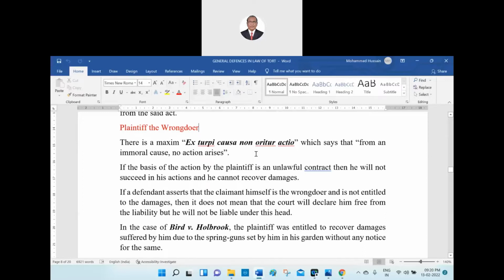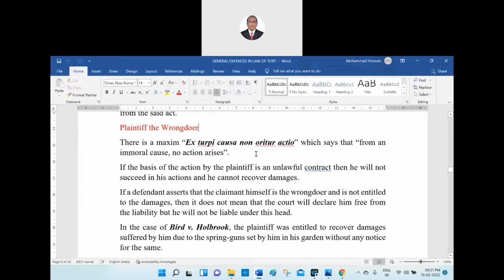So here, if you write ex turpi causa non oritur actio, then the examiner will be inflated and you feel more happy because you know the maxim. So you have to byheart it, ex turpi causa non oritur actio, and you have to write it. It says that from an immoral cause no action arises.